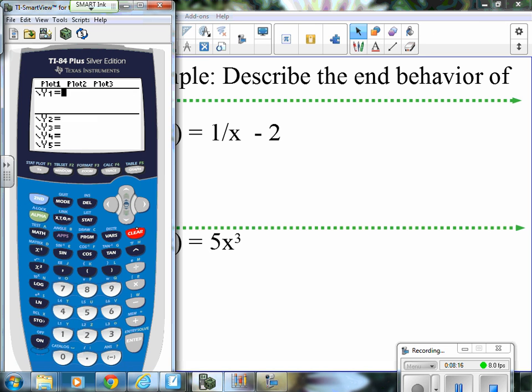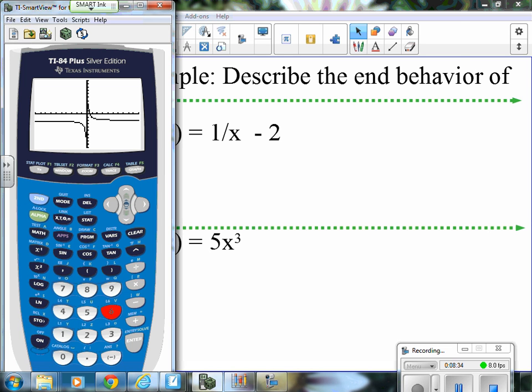Basically, think about what the 1 over x graph looks like and what the -2 would do. If you subtract 2, what does that do to your graph? Well, the whole thing moves down. I'm going to do a zoom 6 here so I get back to my regular window. So instead of having a horizontal asymptote at 0, this whole graph moved down 2.